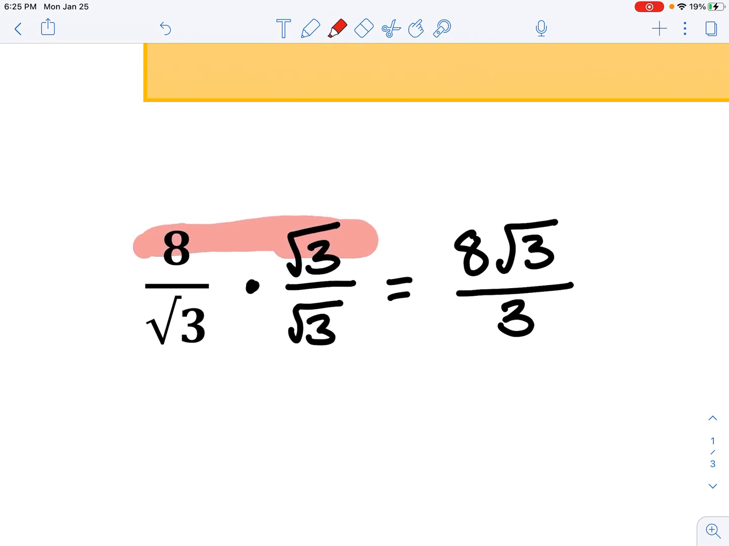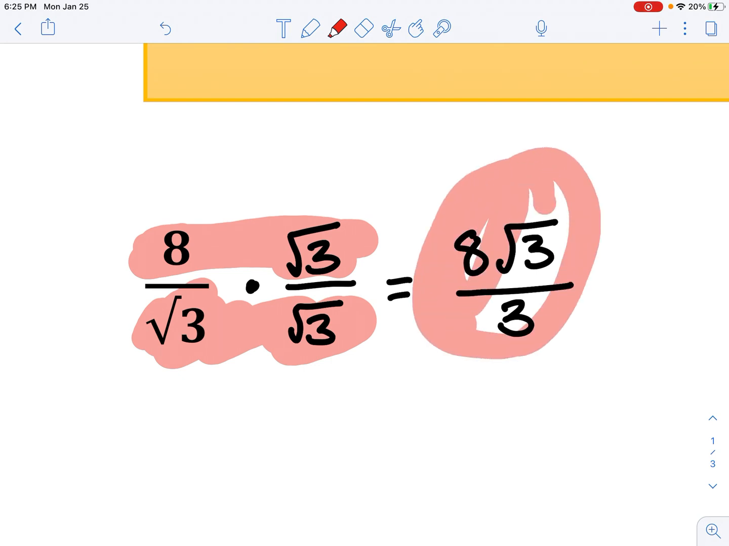It changes the way that it looks. Then when you multiply straight across, you get that 8 times root 3. You can't really do anything with that because you're multiplying real numbers with root numbers, and you can't combine those. But then on the bottom, we can combine these because they're both under a radical. Root 3 times root 3 equals a regular 3. This is my final answer. I cannot simplify it anymore.